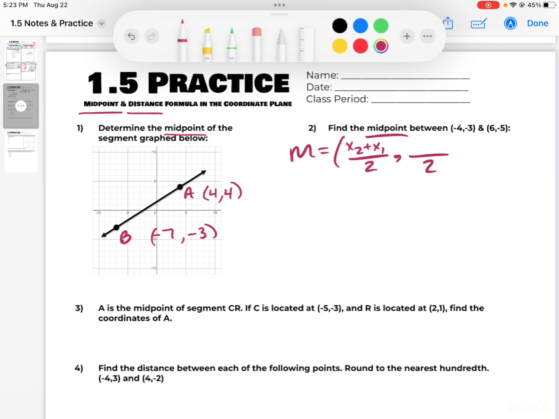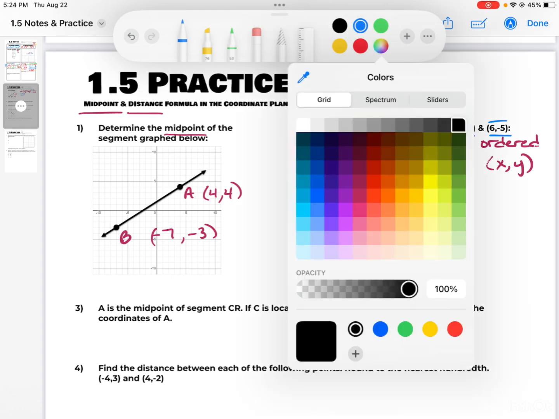And the midpoint formula, if you remember, is giving me a point. So when I get my final answer, I'm not going to have just a single number. I should have an ordered pair, an X and a Y. And so I've got 2 points right here and right here. -4, -3, and 6, -5.